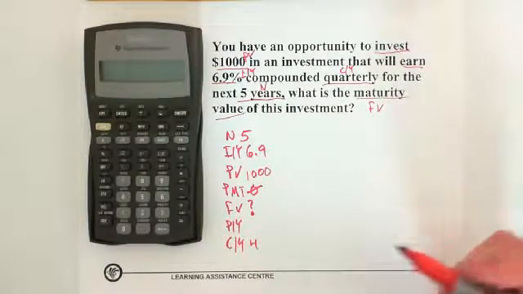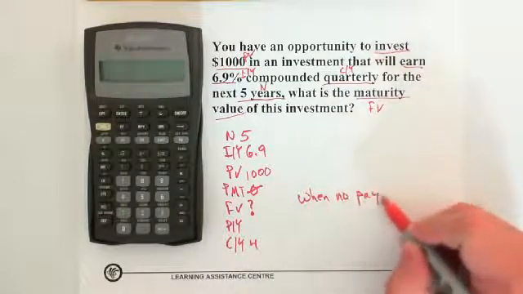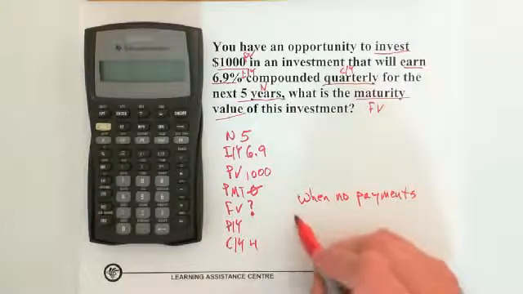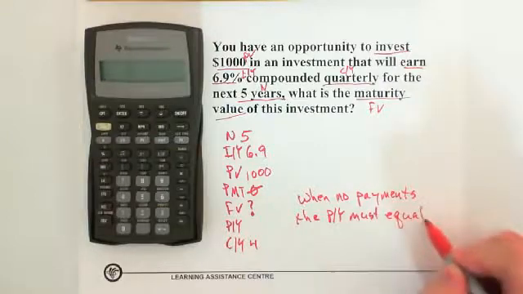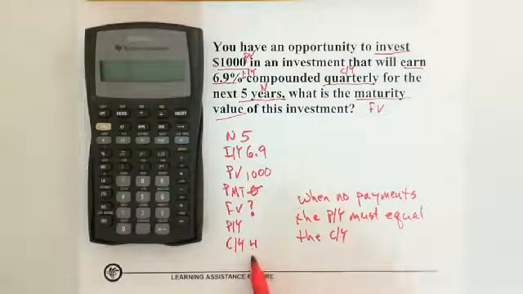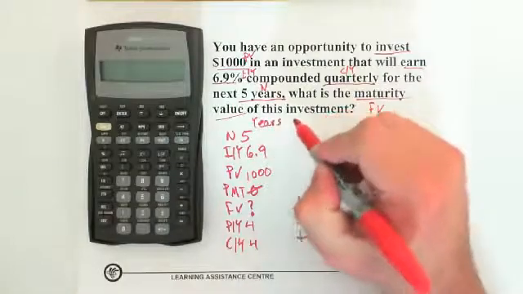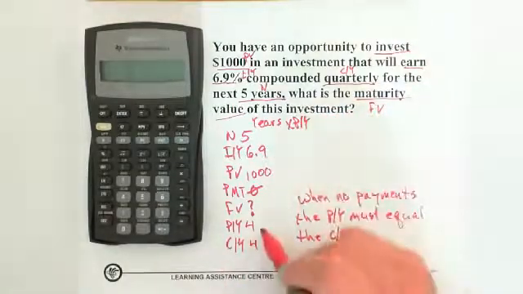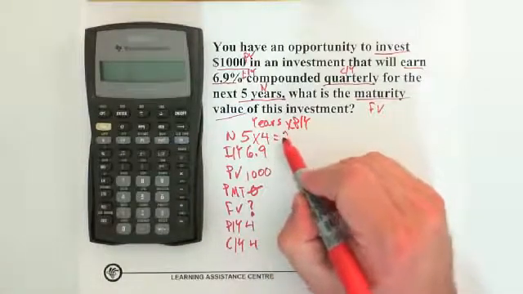When there's no payments, the PY must be the same as the CY. PY must equal the CY. So in this question, the CY is 4, so then the PY will be 4 as well. And then N should be calculated by years times PY. So in this case, PY is 4, so then we're going to multiply by 4. So then 5 times 4 is 20.